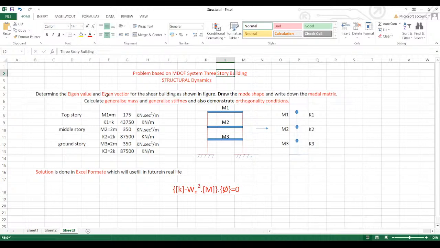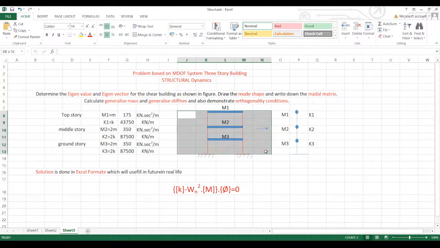Determine the eigenvalue and the eigenvector for the shear building shown in the figure. This is Figure 1. Draw the mode shape, write the modal matrix, calculate the generalized mass and generalized stiffness, and also demonstrate the orthogonality properties. Here we have the three-story building.